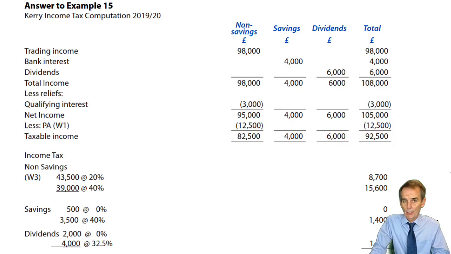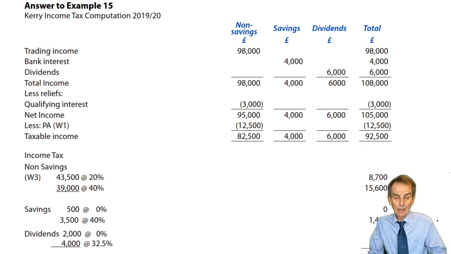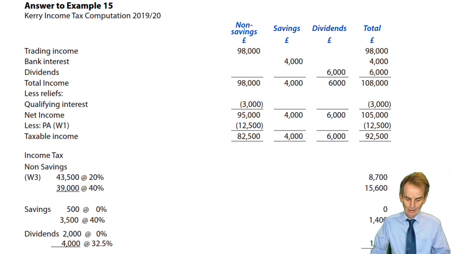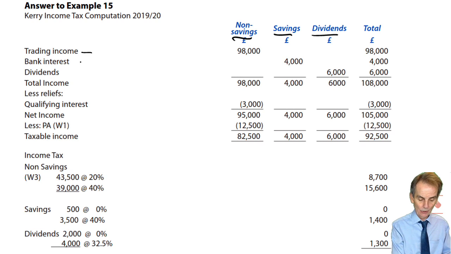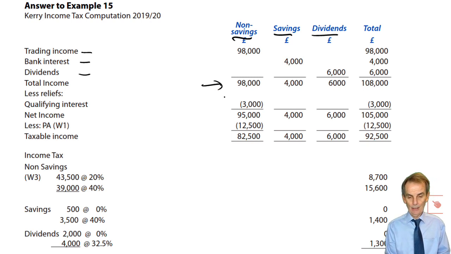Well, at the end of our last session together, I left you with an interesting example to do. Here, as you can see, is the answer to example 15. And I hope you fared well in terms of your attempt at this. As we'd said, we had identified, as we always do, the different types of income in terms of our analysis columns of non-savings, savings and dividends there. We knew we had trading income, non-savings, bank interest savings, and obviously dividend income. So that takes us, as ever, down to total income.